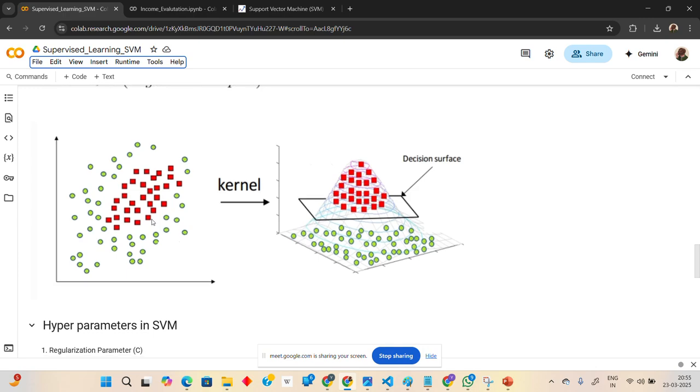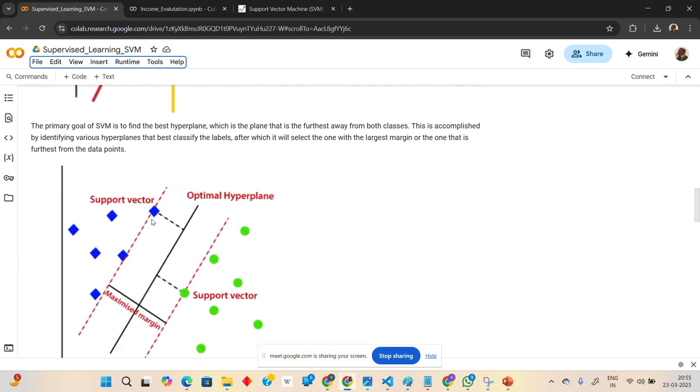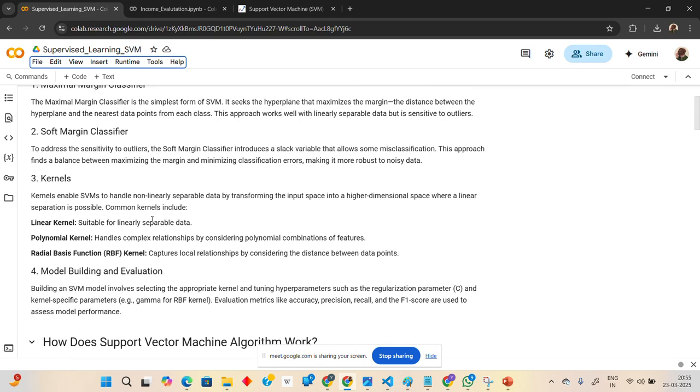I have also provided short notes here on kernels. Here you can see linear kernel, polynomial kernel, RBF kernel. These three are very important. What is a linear kernel? It is very suitable for linearly separable data. We can go for a linear kernel. By default, the SVM algorithm is built with a linear kernel.